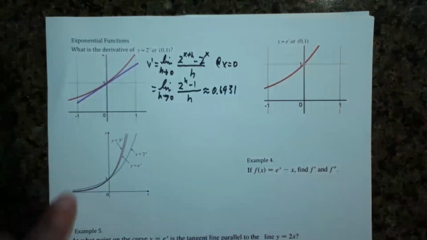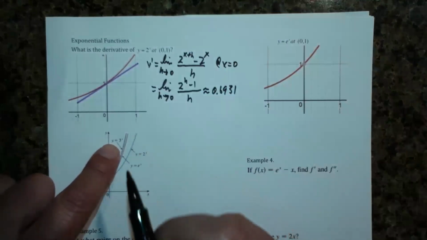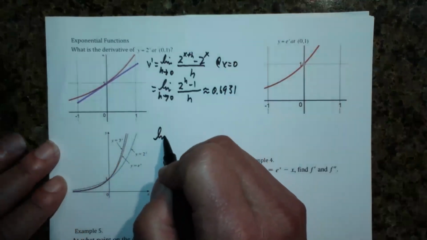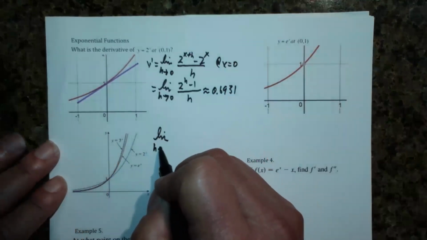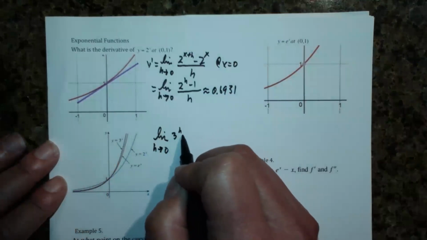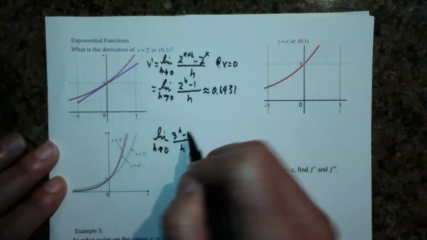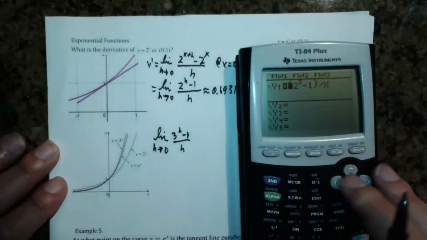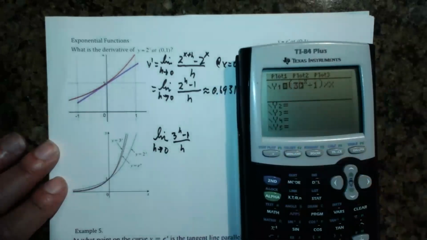I'm going to also do y equals 3 to the x power. So you can see we're going to end up with 3 to the h minus 1 over h. Right, it's the same work. So let me go ahead and fix that, turn that to a 3.